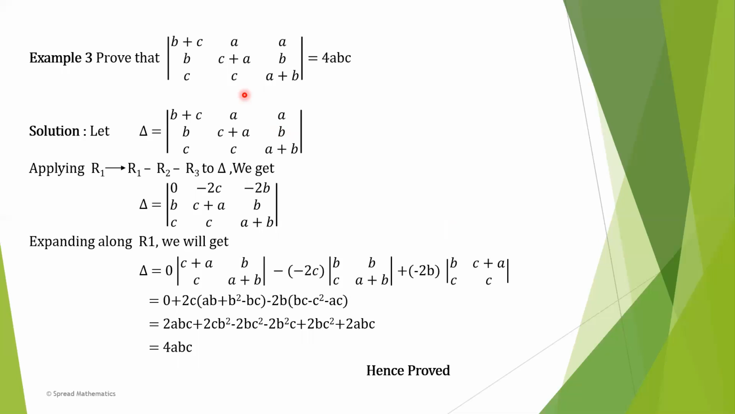Now next example, prove that this determinant will be equal to 4ABC. We took left hand side and we applied R1 replaced by R1 minus R2 minus R3. Then we get this determinant. Now we are expanding this determinant by R1. Then we get the value of this determinant for ABC. So hence proved our example.